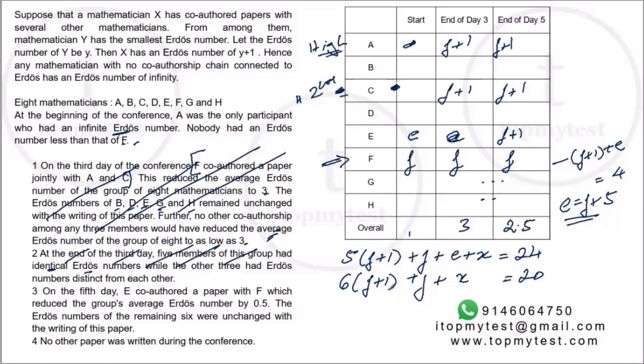What else do we know? Can we try to solve the second one? If I try to solve the second one, you will get 6 plus 1, 7F plus X. 7F plus X will be equal to this minus 6, which is 14. Right? 7F plus X should be equal to 14. Now, F has to be an integer. They are all integer numbers. F cannot be 0. Only Paul Erdős can have 0.